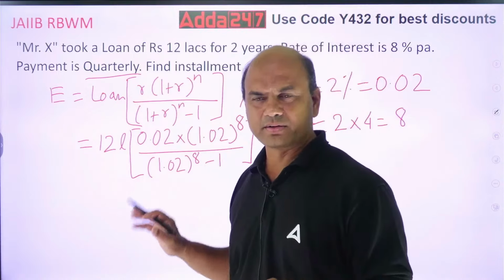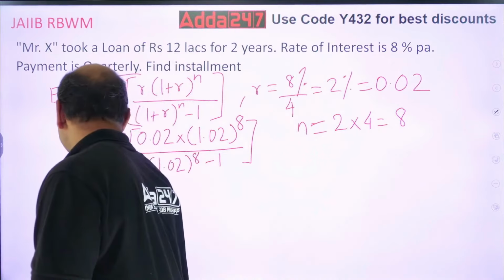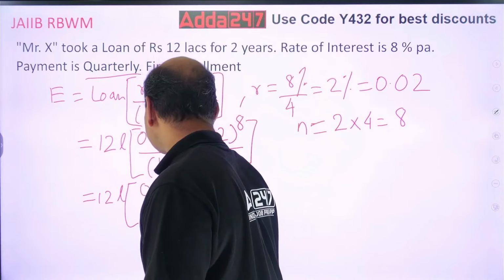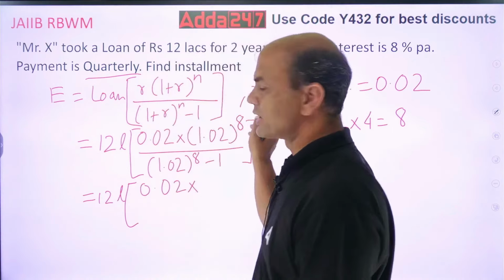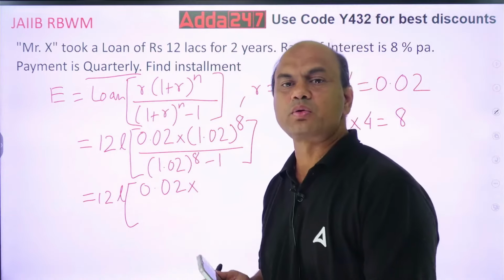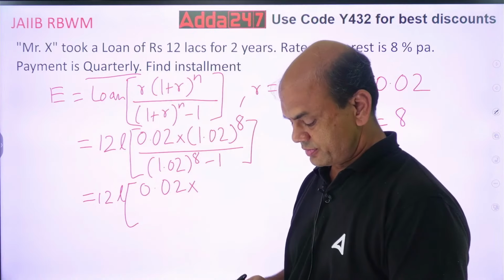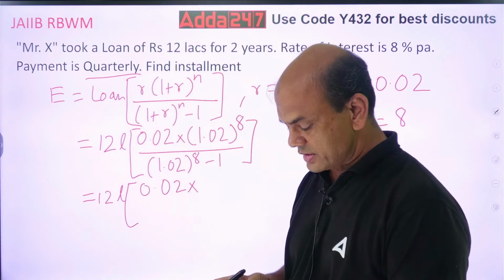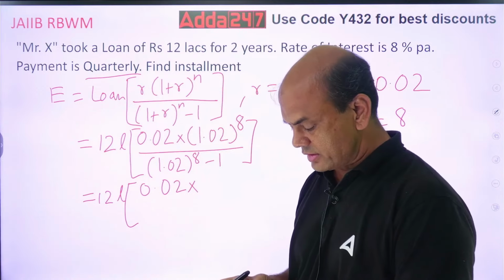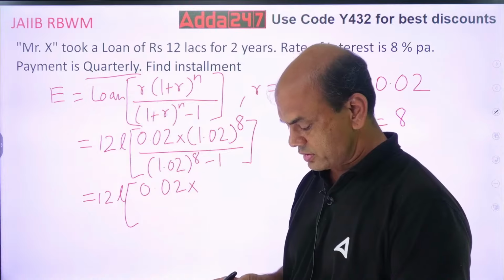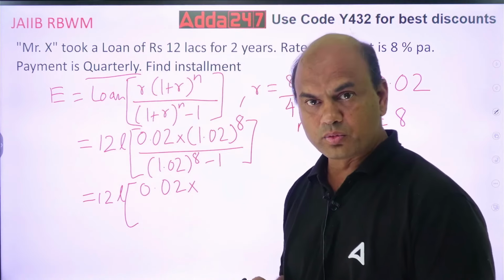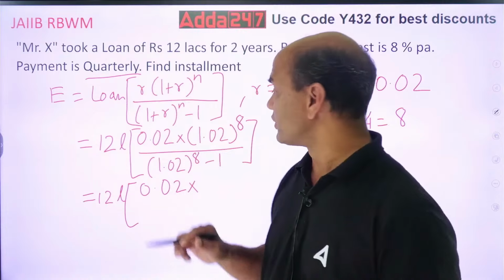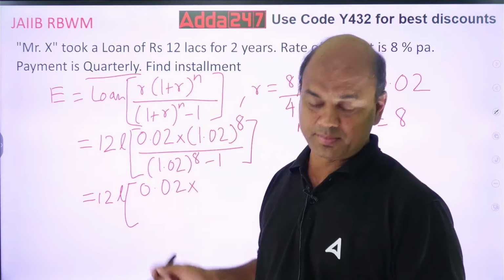Let's solve it side by side. So this is equal to 12 lakhs into 0.02, keep it as it is. Now what is the answer for 1.02 raised to 8? Find the answer for this. What will you do? 1.02, press into, then equal to 7 times. So do it, everyone.